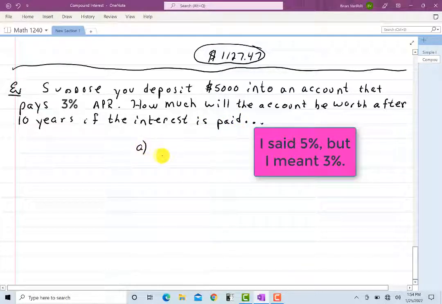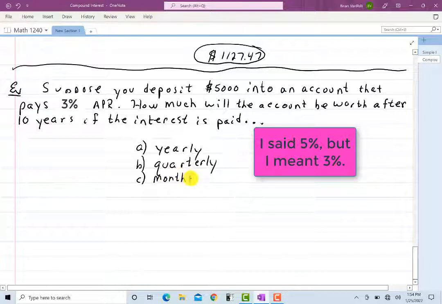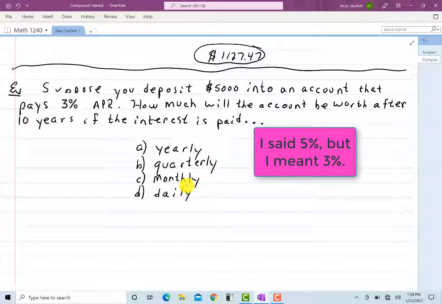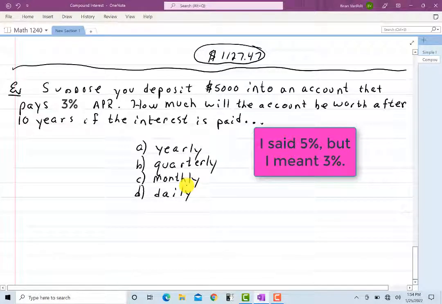So let's write down the possibilities here. Let's say yearly. Remember, that's the least advantageous. Quarterly, monthly, daily. I'm going to do this example in total and get the numbers and everything like that, and then I am going to try to show you how to enter these things into your calculator. All right, so let's start.